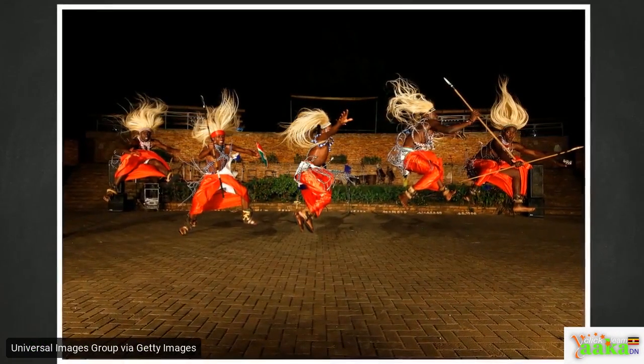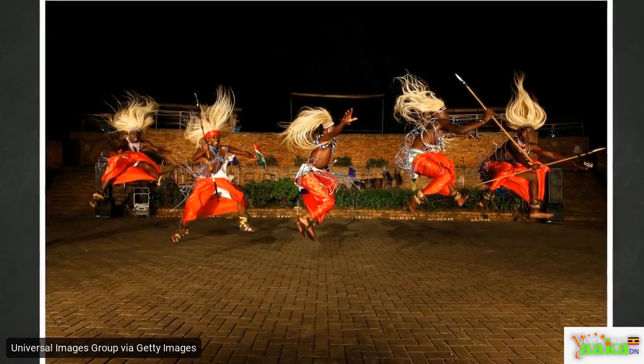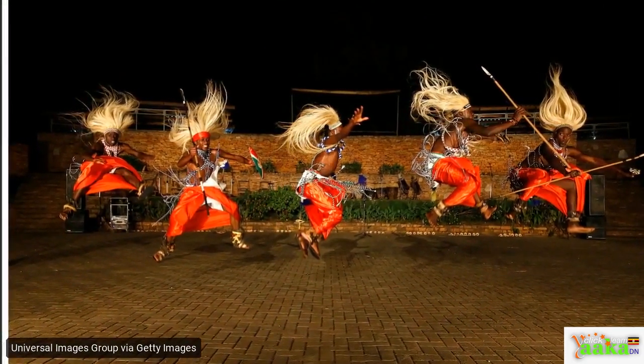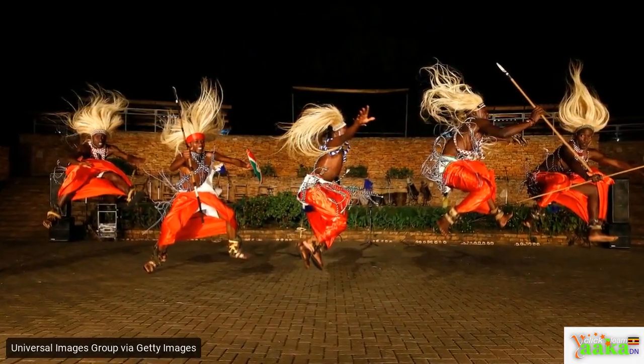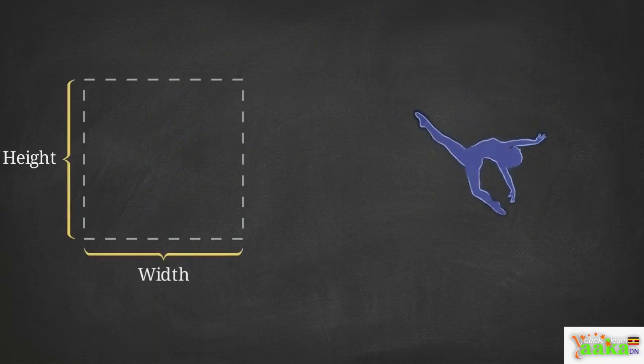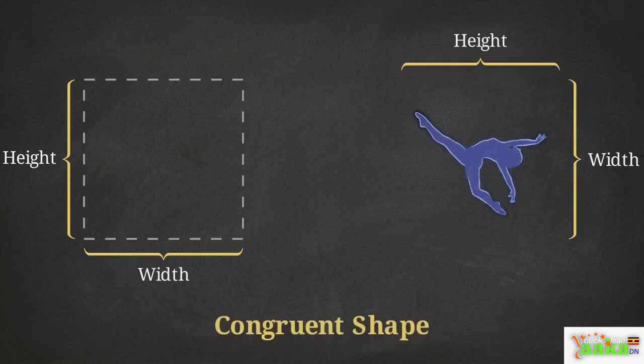Look closely at the central dancer in this mid-air spin. Notice how the body turns entirely around a single, invisible point in space. The dancer changes the direction they are facing, but their physical size and shape remain exactly the same. In geometry, this specific type of movement is called a rotation.